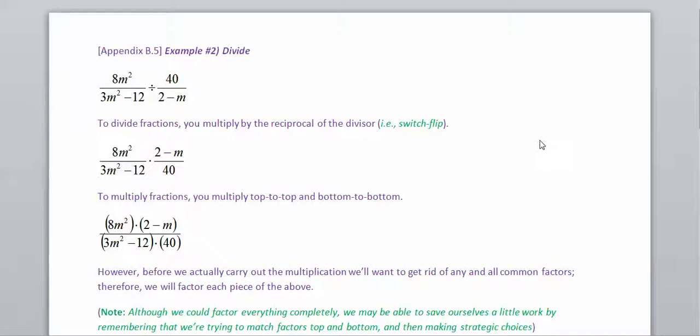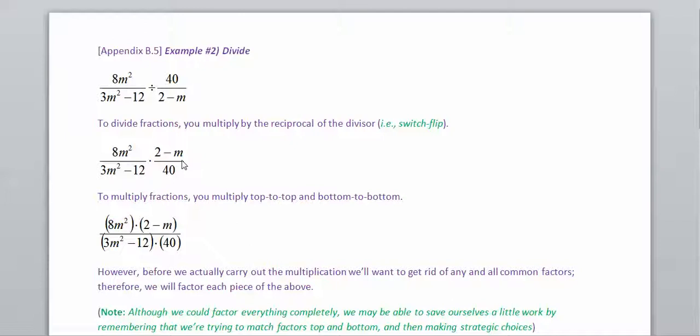This is example 2 out of Appendix B.5, and this is dividing rational expressions. Again, rational expressions are just fractions, and when we divide fractions, we're going to multiply by the reciprocal of the divisor. So our divisor is 40 over 2 minus m, and to rewrite this as a multiplication, we're just going to take the reciprocal of 40 over 2 minus m, which is 2 minus m over 40.